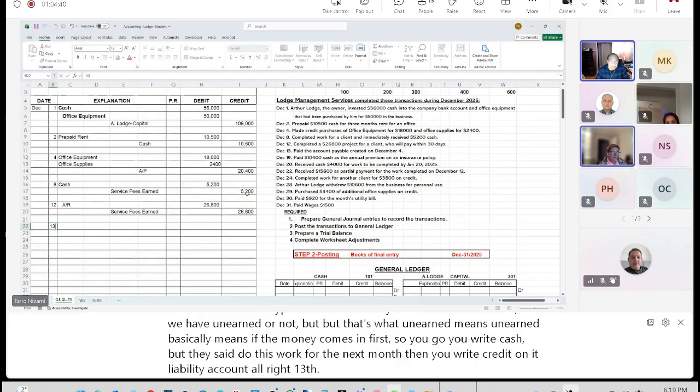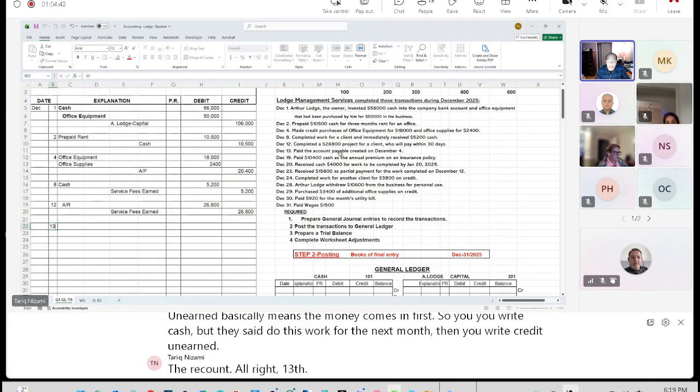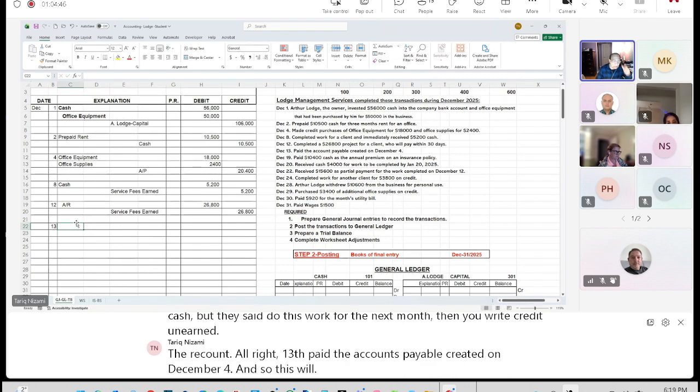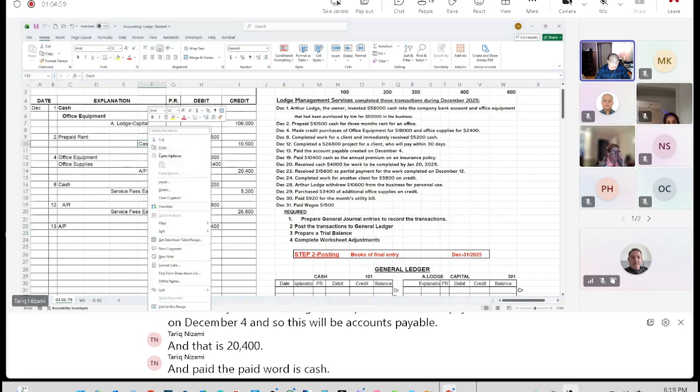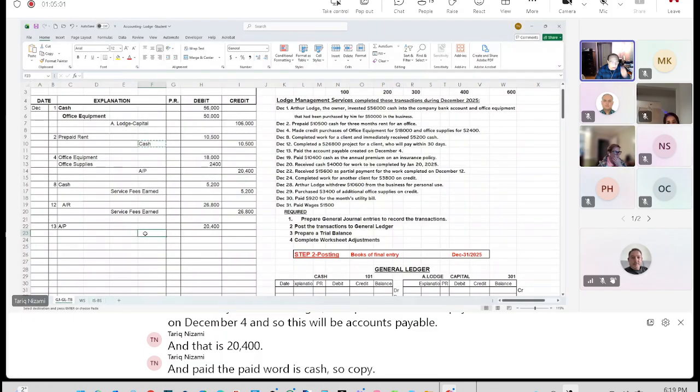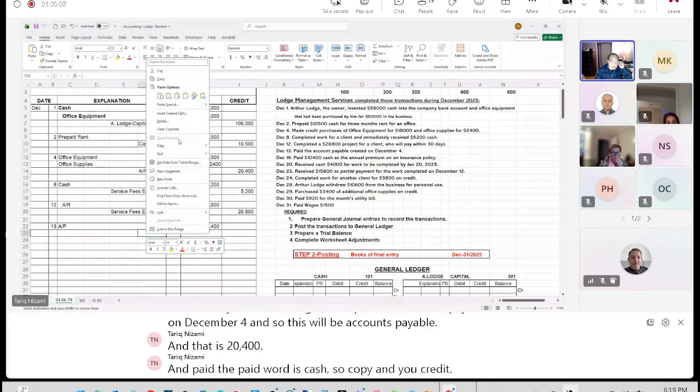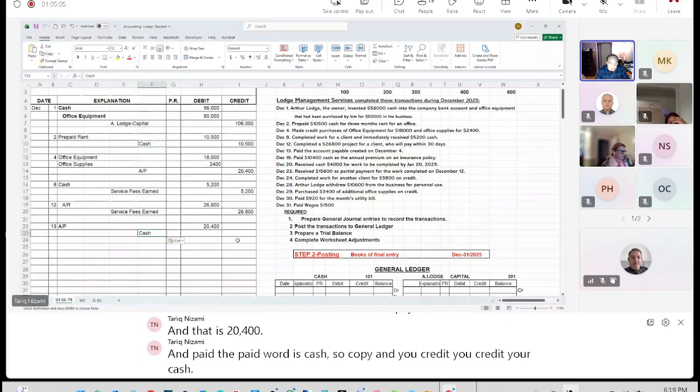All right, 13th. Paid the accounts payable created on December 4. So this will be accounts payable, and that is 20,400. And the word paid means cash. So copy, and you credit your cash, and this will be 20,400.